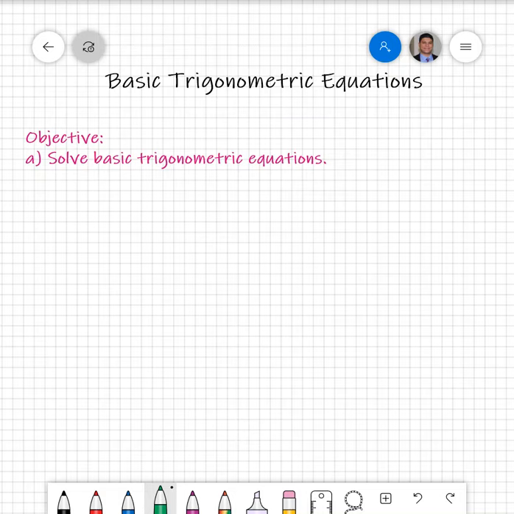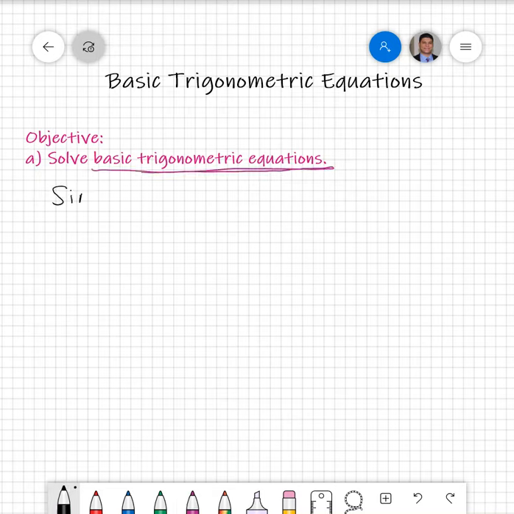Basic trigonometric equation. In this video, you will learn to solve basic trigonometric equations. An equation involving a trigonometric function of an unknown angle is called a trigonometric equation. What about basic trigonometric equations? Show basic trigonometric equation in this form.